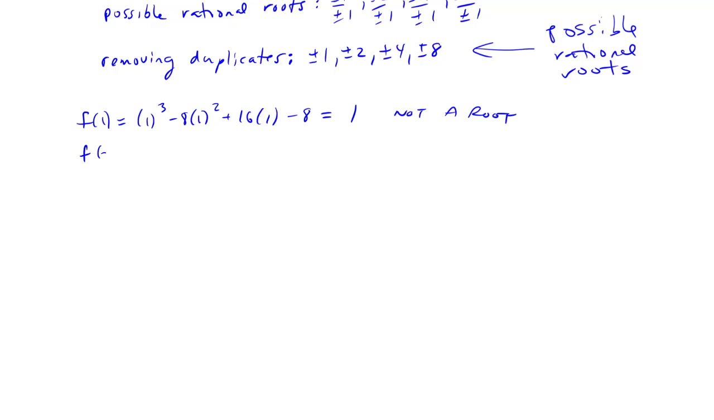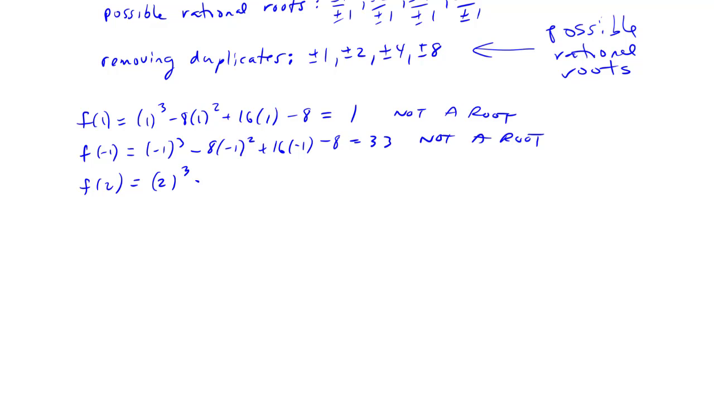All right, let's go to -1. -1 cubed minus 8 times -1 squared plus 16 times -1 minus 8. Calculate that, you get -33, not a root. So let's go to 2. F of 2, 2 cubed minus 8 times 2 squared plus 16 times 2 minus 8. Calculate that. Oh, we get 0. There, we've done it. Root.